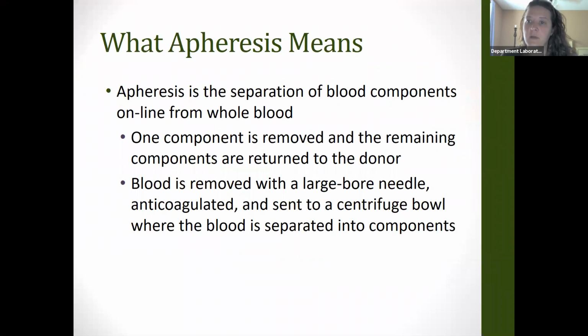All right, so we've talked about the apheresis process before. What does apheresis mean? Apheresis is the blood donor process where the desired product is kept and the remaining other components are given back to the patient. And so we've talked about you can do red cell apheresis, platelet apheresis, plasma apheresis, and then those remaining components are given back to the patient.